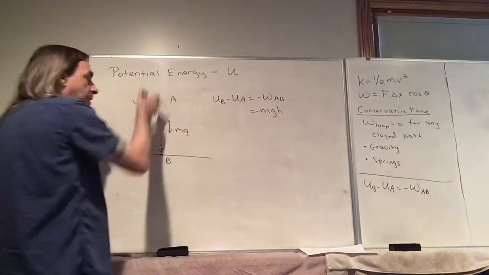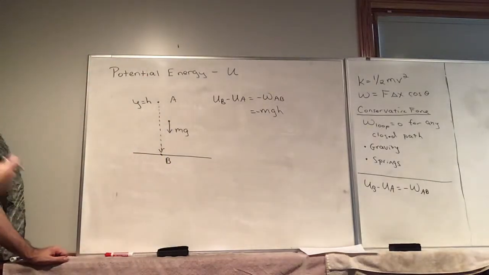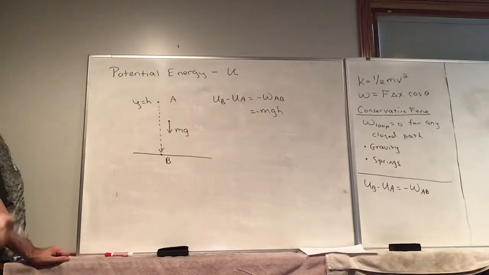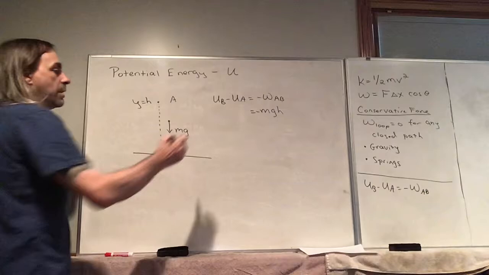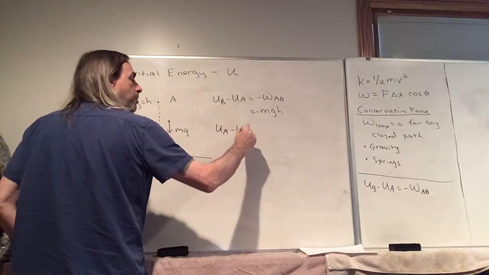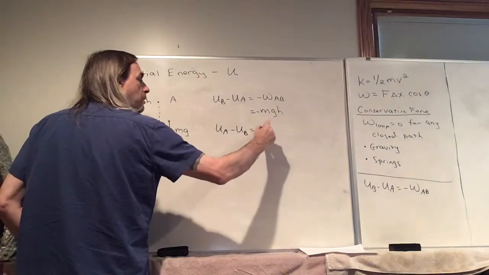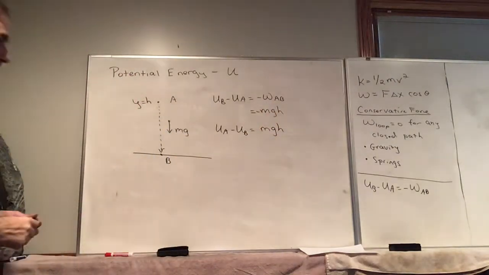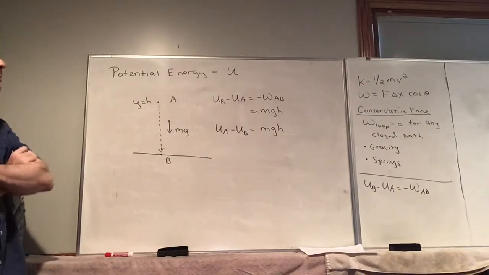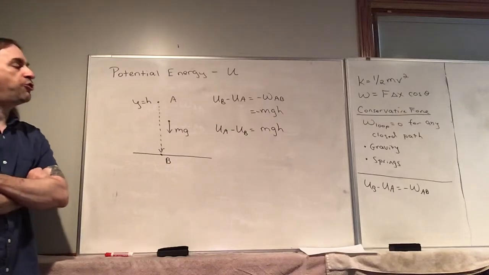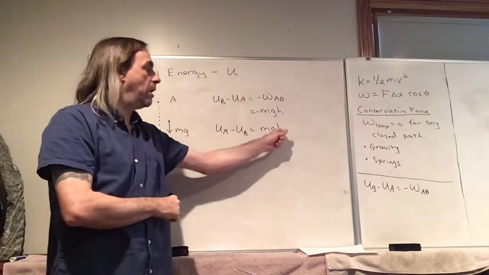Yeah, we still have that minus sign. The work is positive, so we still have that minus sign. Now, let's take this equation and multiply by -1. Then we have UA minus UB equals mgh. Okay. So this relates how the potential energy changes as a function of height.